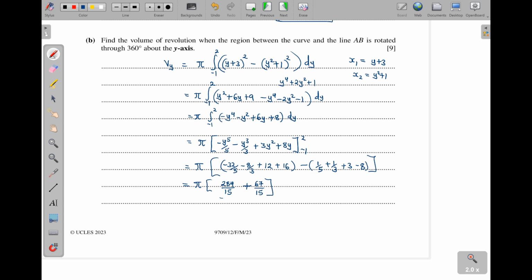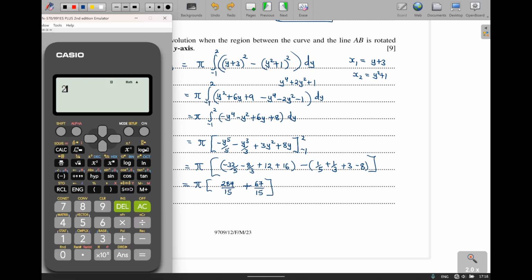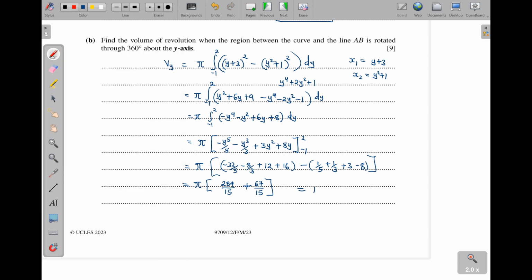Then when we add these two, what do we get? 284 out of 15, then plus 67 out of 15. That is 117 over 5. So the whole answer is going to be 117 out of 5 of pi. If you want, you can put it to 3 significant figures, or you can just leave it here exact.